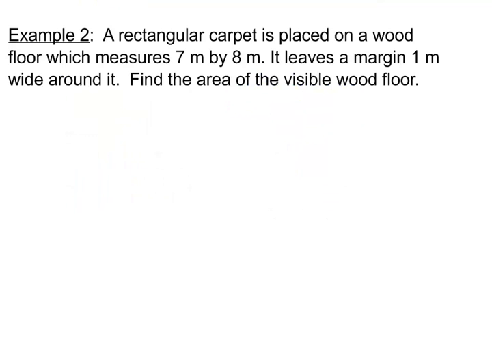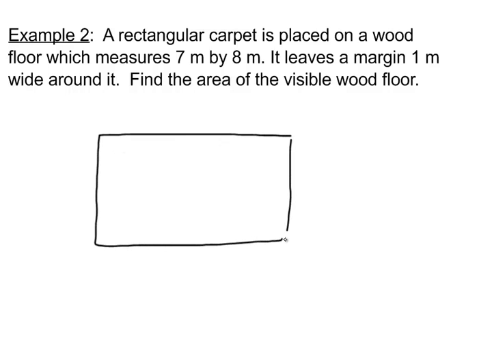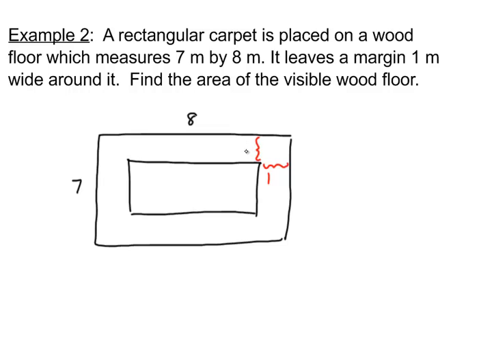Okay, so let's look at another example. We're going to look at example 2. It says a rectangular carpet is placed on a wood floor that measures 7 meters by 8 meters. So we got this wood floor, and it's 7 by 8. And so we've got this carpet that's placed on there. And they're telling us that we have a margin of 1 meter all the way around. So that's 1, that's 1, that's 1. Alright? So in other words, we're to find the area of the visible floor.